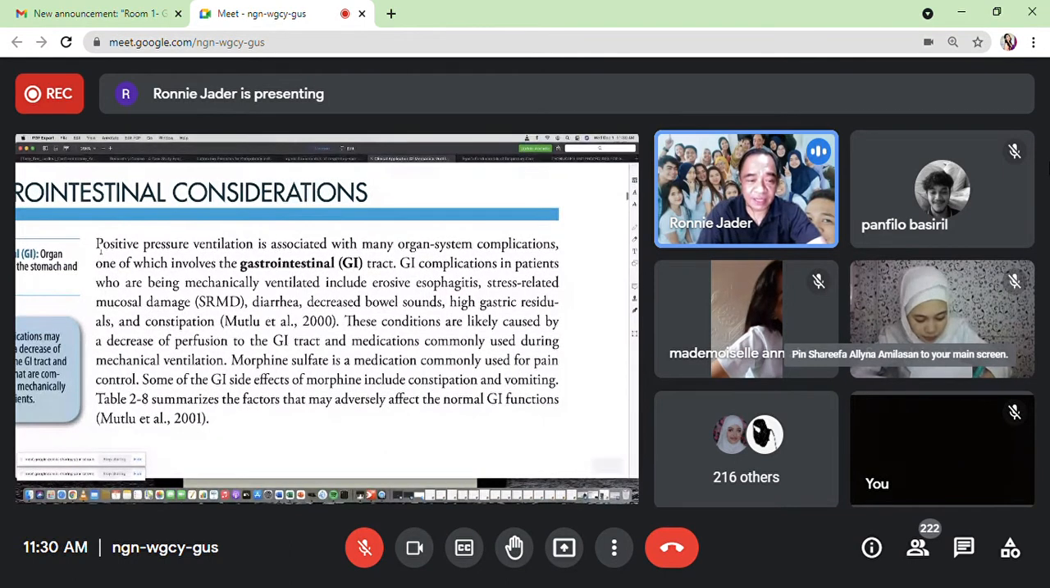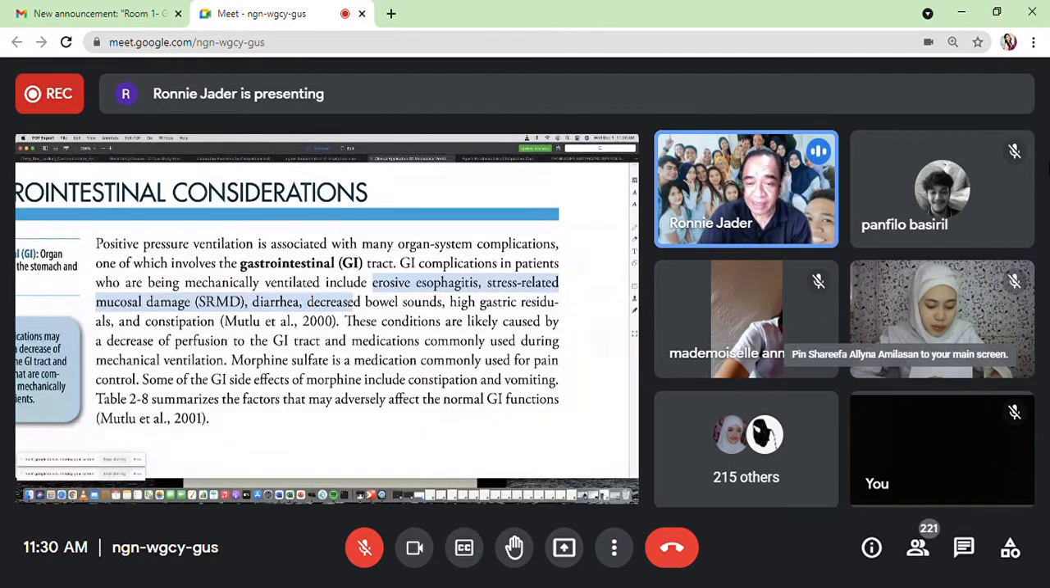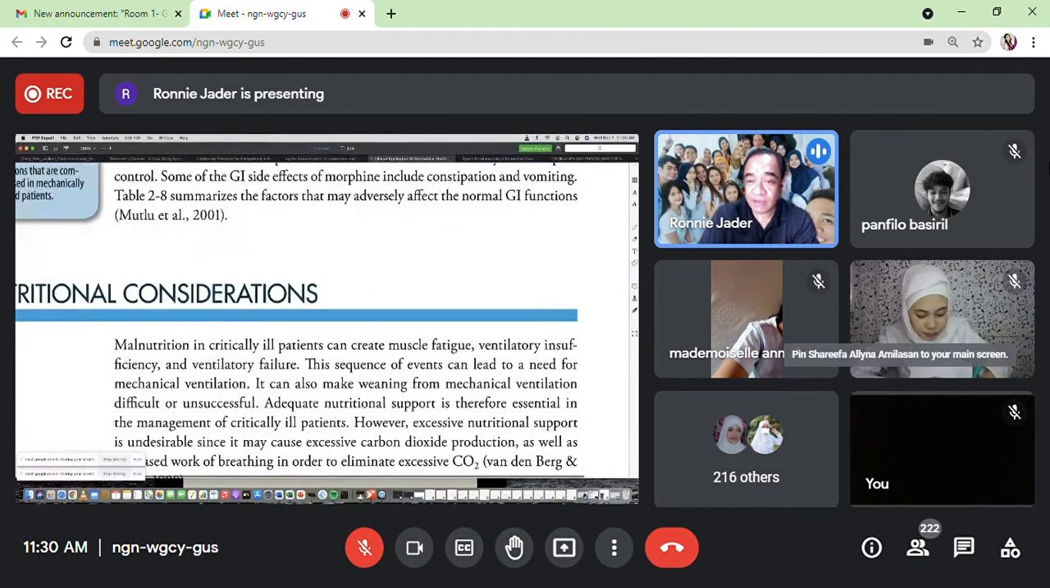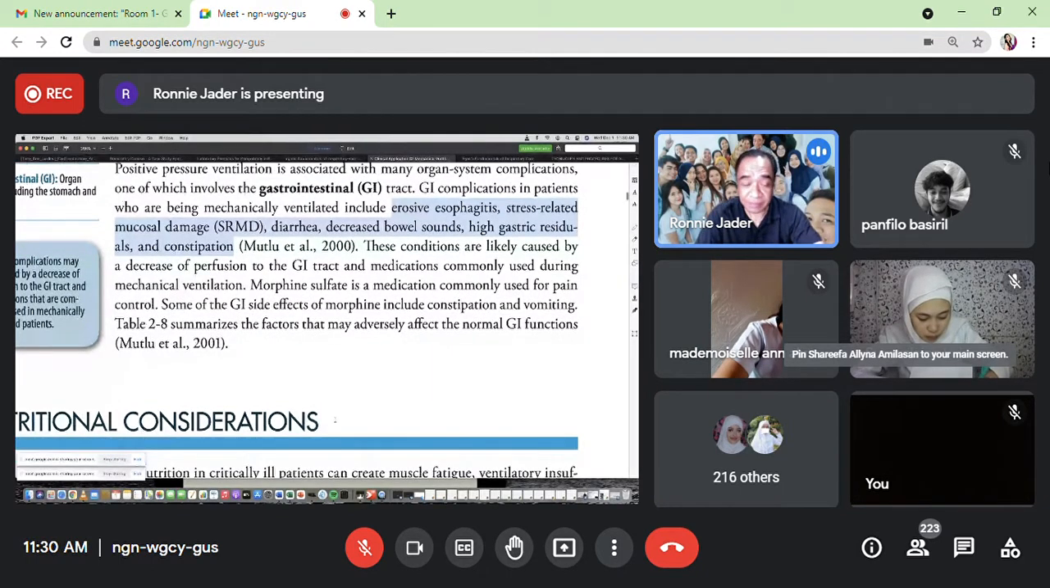Gastrointestinal considerations. Positive pressure is associated with many organ system complications which may include the gastrointestinal tract. Kabilang dito yung esophagitis, stress-related mucosal damage, diarrhea, decreased bowel sounds, increased residuals, and constipation. So it also affects the gastrointestinal tract. May tinatawag tayong gastrointestinal tract injury because of mechanical ventilation.